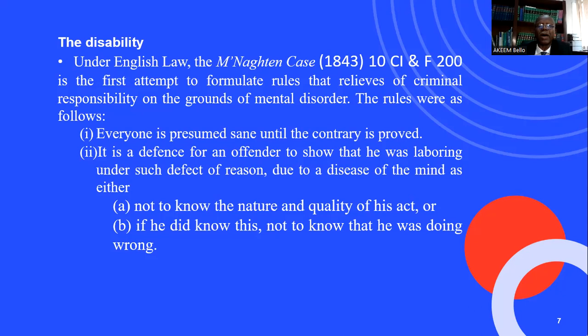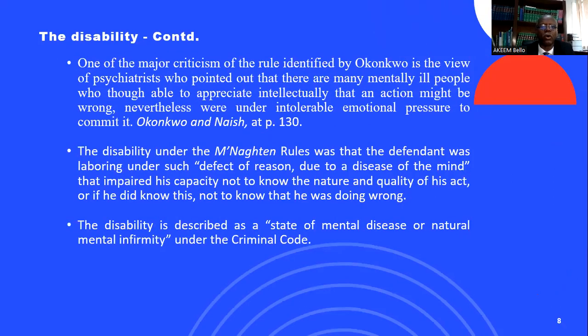And the loss of capacities were outlined in the McNaughton case as follows. Now, the defect of reason due to a disease of the mind must produce the following result in the offender: loss of capacity to know the nature and the quality of his act. In other words, as a result of the defect of reason due to a disease of the mind, he does not know the nature and the quality of his act. Or if he did know this, not to know that he was doing what is wrong. That is the loss of capacity that the defect of reason due to a disease of the mind must have produced in the offender. So that is how the disability and the loss of capacity is couched under English law.